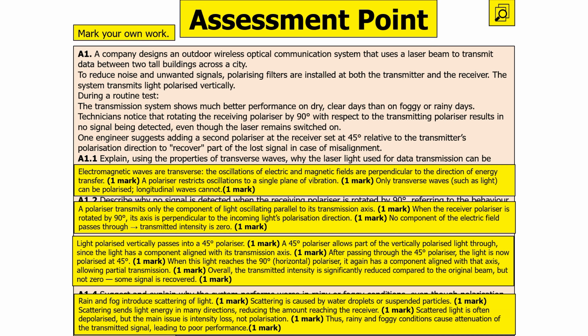Now, lastly, rain and fog introduce the scattering of light. Scattering is caused by water droplets or suspended particles. Scattering sends light energy in many directions, reducing the amount reaching the receiver. Now, scattered light is often depolarized, but the main issue is intensity loss, not polarization. So the rain and foggy conditions cause attenuation of the transmitted signal, leading to poor performance.